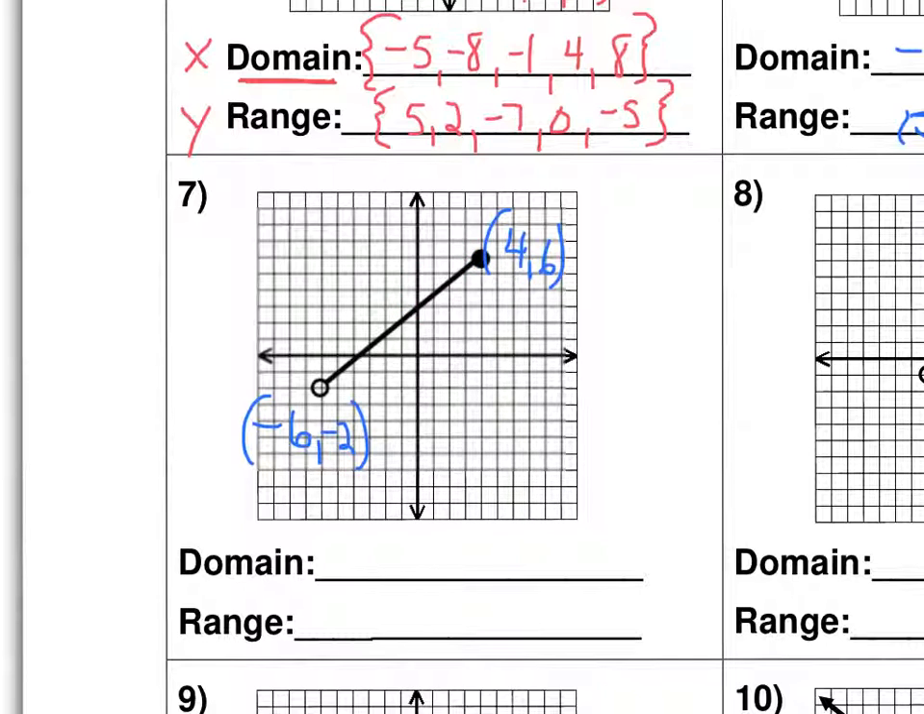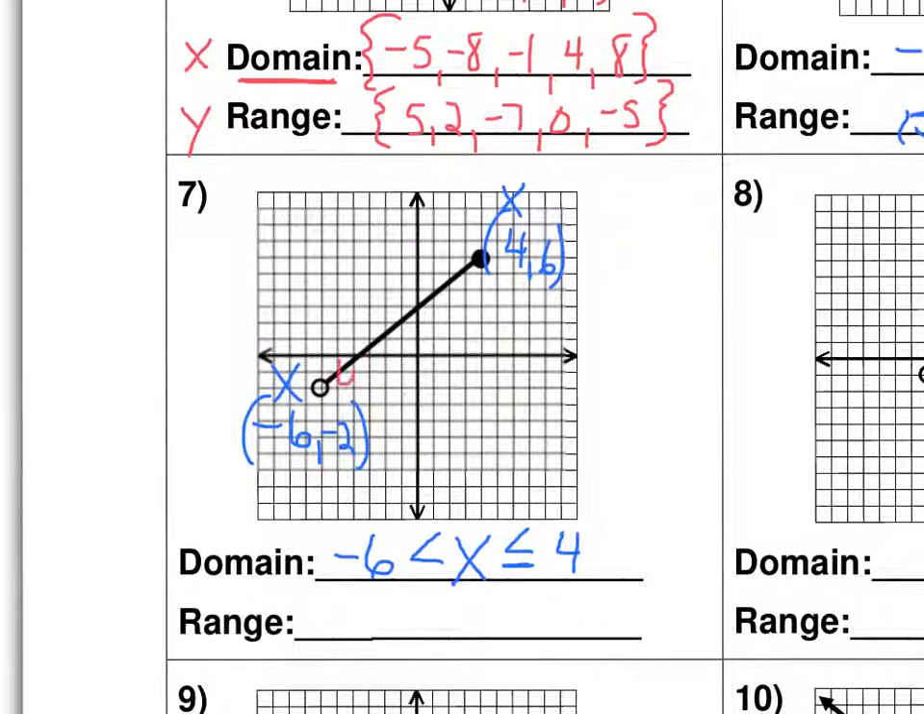So the domain, remember, is going to be your x values. So your x begins at -6, but it's not included. -6 is not included, and it ends at 4. So your x values are greater than, but not equal to, -6. And it is going to be less than or equal to 4. So that's going to be your domain.